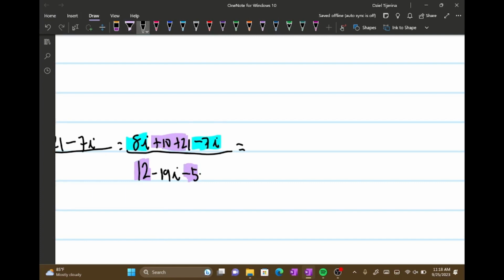Because these are very important for algebra. So first we always put the real number and then the imaginary number. So we have 10 plus 21 plus 8i minus 7i. We want to make sure we write it in that form, because that is the original form in which we always write our final answer.